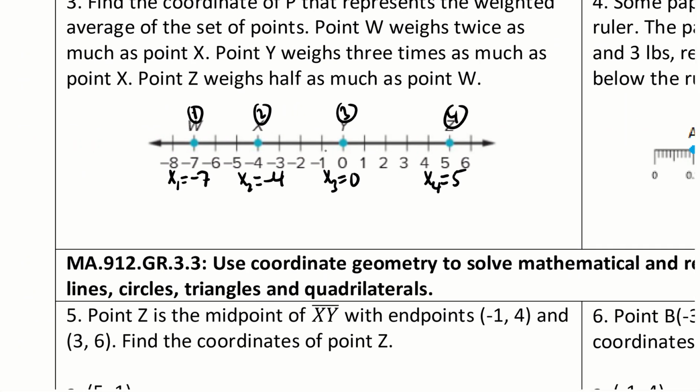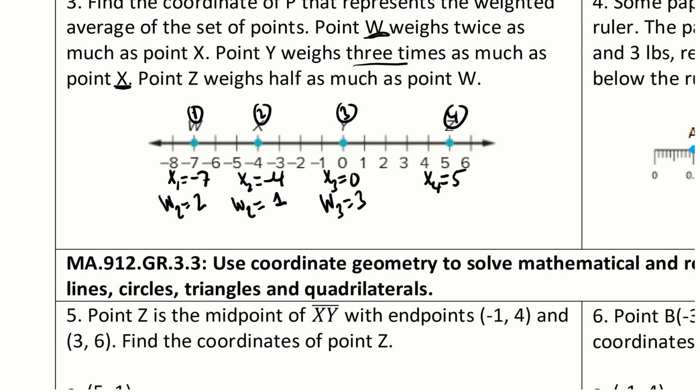So it says here W weighs twice as much as X. Y is 3 times as much as X. So let's make up a value for the weight of X. So let's call it W2 is equal to 1. Now if the weight of X is 1, I just made that up, then that means that the weight of W is twice as much. So it has to be a weight of 2, right? It's 2 times 1. Now, if X is a weight of 1, then Y is 3 times that. So it has to be 3, right?